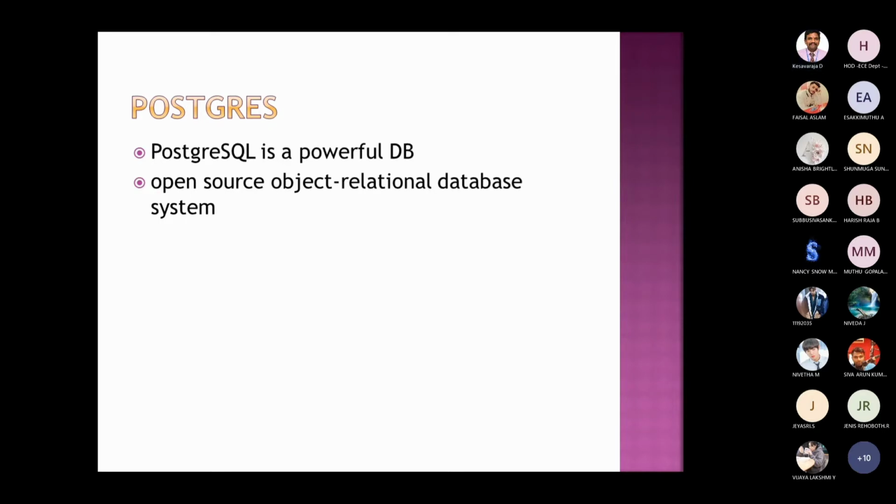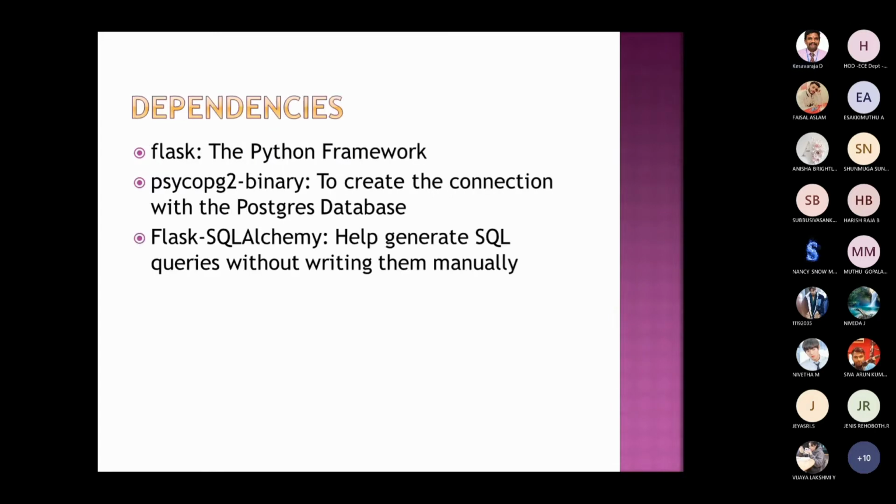Postgres is a powerful database. It's completely open source as well as an object relational database. It's completely free, and because of that reason we are using Postgres DB. Then Python Flask needs 3 dependencies. The first one is the Flask dependency, a Python framework used to create the API. The second one is a Python binary library used to establish the connection with the Postgres database. So the Python program connected with Postgres DB depends on this dependency.